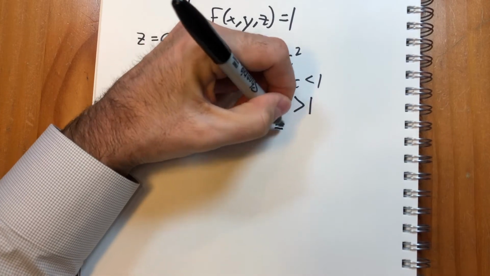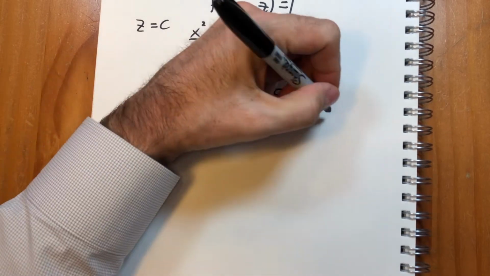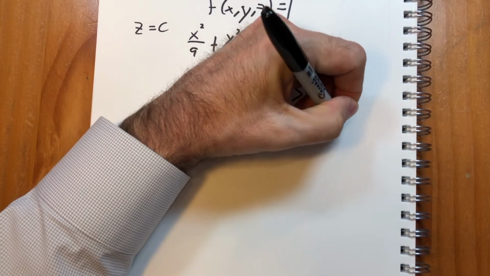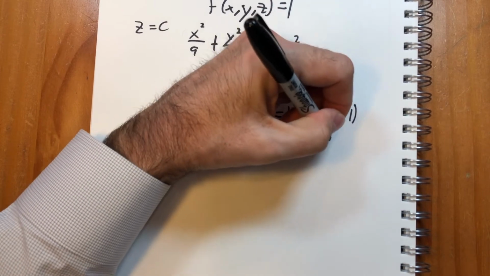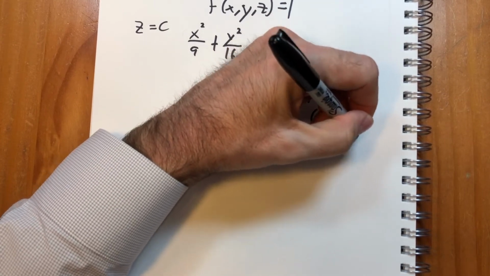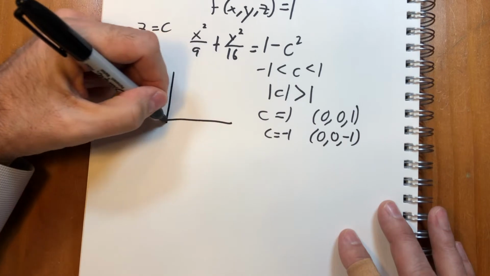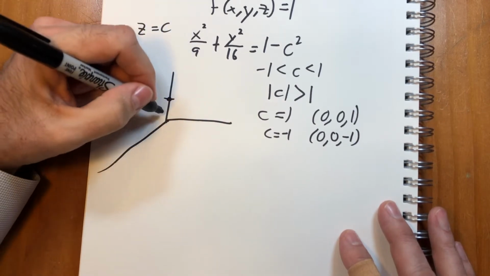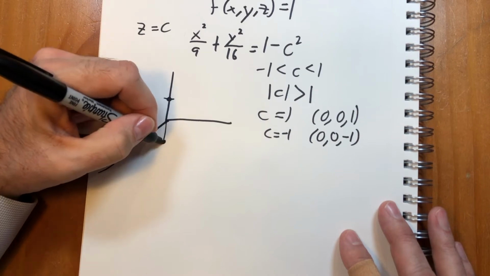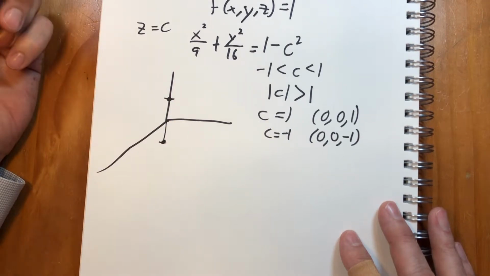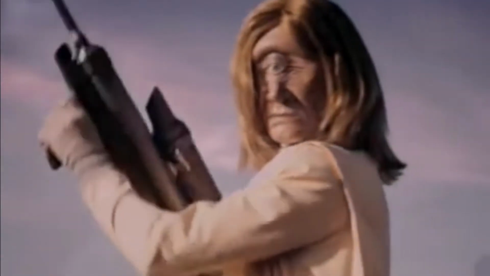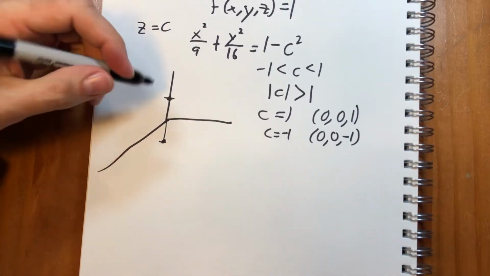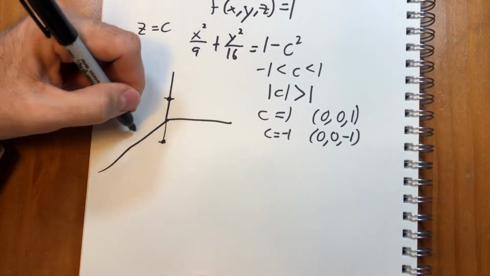And then if c equals 1, then we just get the point 0, 0, 1, and if c equals negative 1, we get 0, 0, negative 1. So if we draw this, we have that if z equals 1, it's just a point there. If z equals negative 1, it's just a point there. And if it's between these two, then it's going to be an ellipse of some kind.